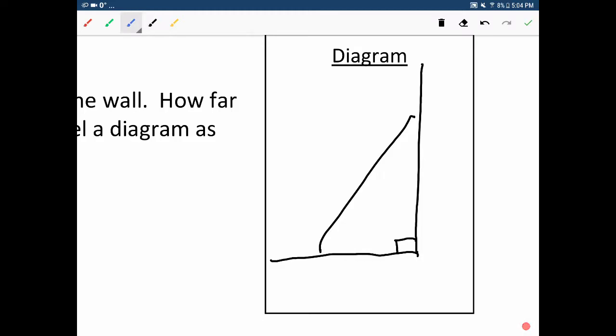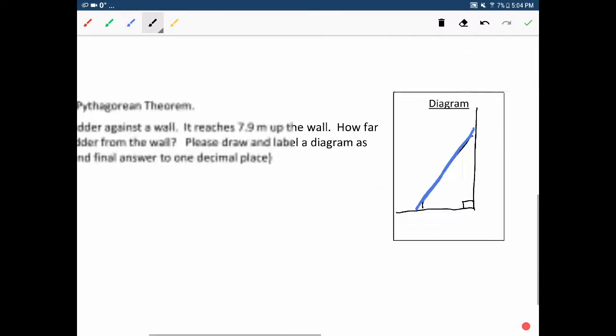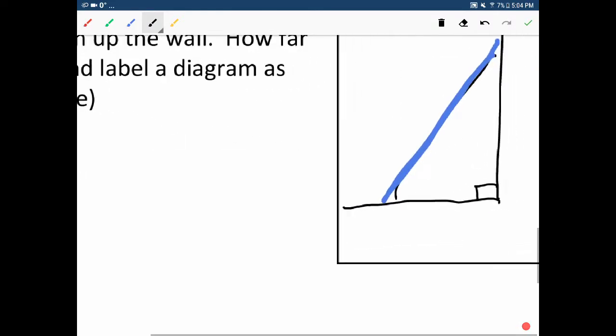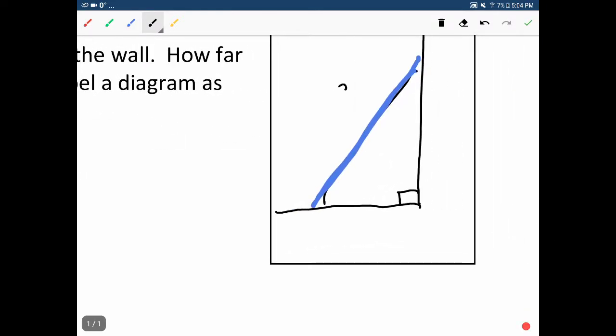Okay, so this is our ladder right here. We'll make it blue so that it's clear that that is our ladder. All right, and I've already forgotten the measurements. So it was a 9-meter ladder and 7.9 meters up the wall. So all we have to find here is this distance here.